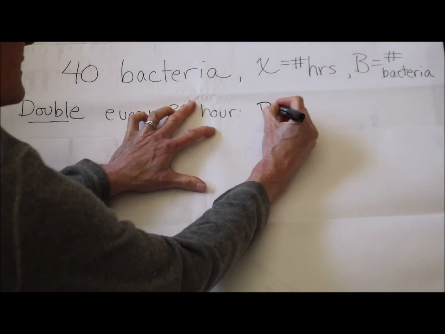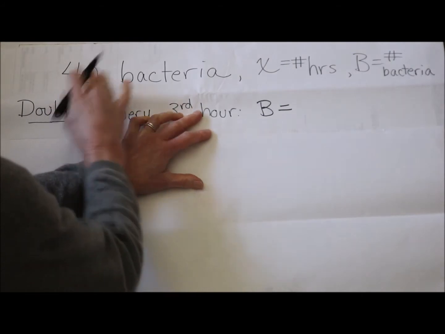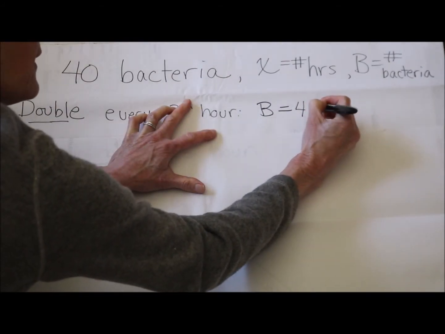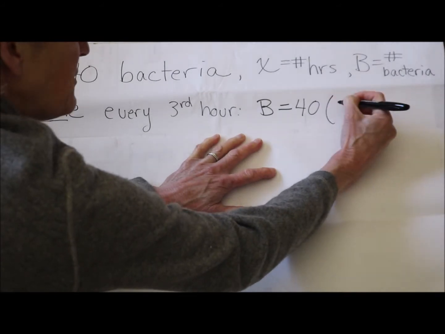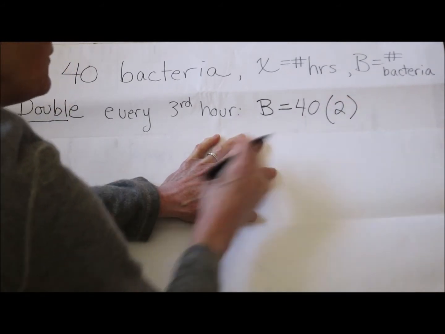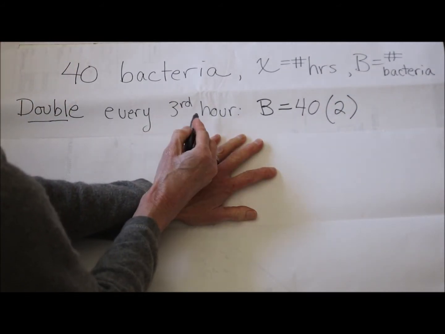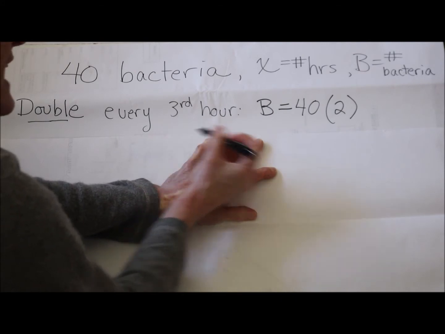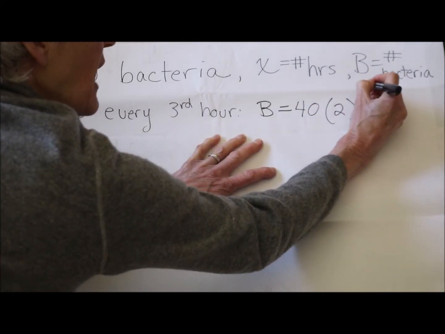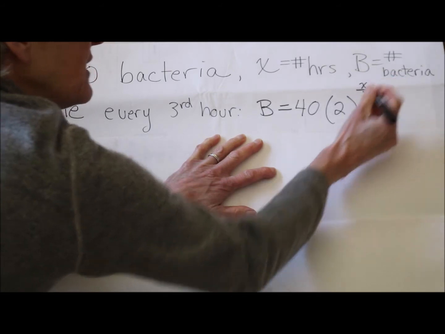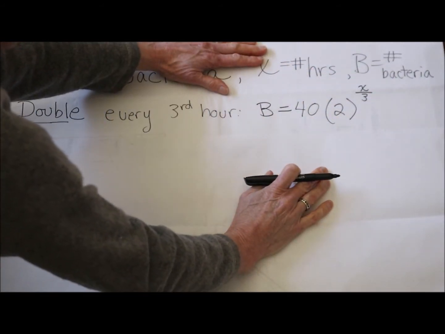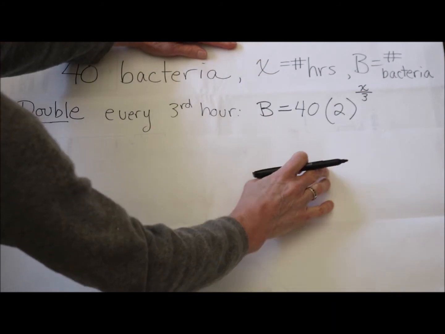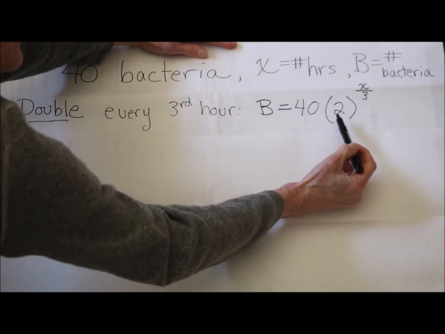So my number of bacteria, I'm starting with 40. I'm doubling the number of bacteria, so that means I'm multiplying times 2, times 2, times 2, times 2. But I'm not doing it every hour. I'm doing it every third hour. So my exponent is going to be a fraction, x divided by 3.